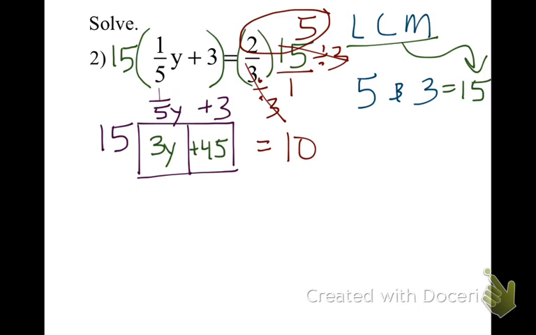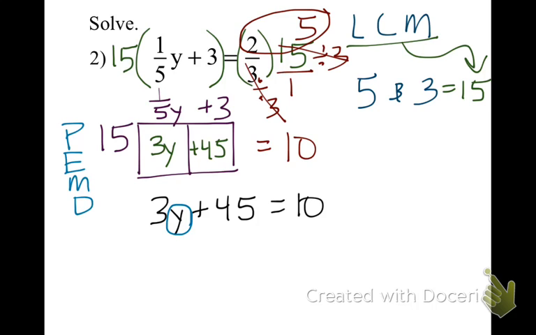So now, let's pull everything outside of my boxes. So I have 3y plus 45 is equal to 10. Now I think that looks a lot nicer, a lot easier to work with. I'm no longer dealing with these fractions. But still, how are we going to solve this? Remember, my goal is still to isolate the variable, and we are doing PEMDAS backwards.